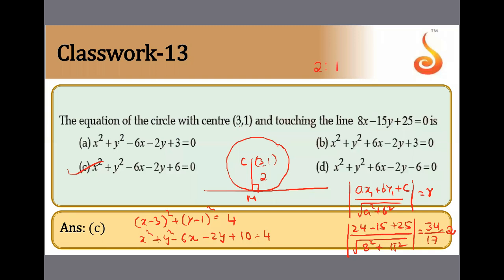How did 10 come? 3 square is 9, 9 plus 1 is 10. This is equal to 4. 4 will go to this side and you get 6.